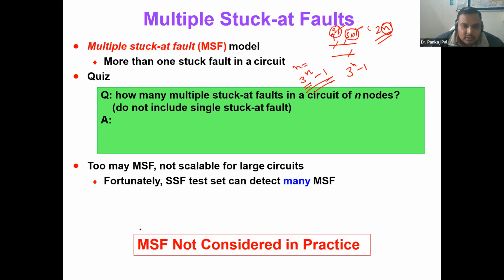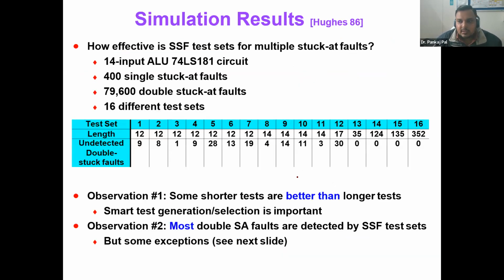That is why most of the time we do not consider multiple stuck-at faults. Actually, a single stuck-at fault test set can detect many multiple stuck-at faults, and this is the proof of that. Hughes in 1986 did this experiment with 16 sets, and this is the test length. They found out, based on the single stuck-at fault, how many multiple stuck-at faults we are able to find.